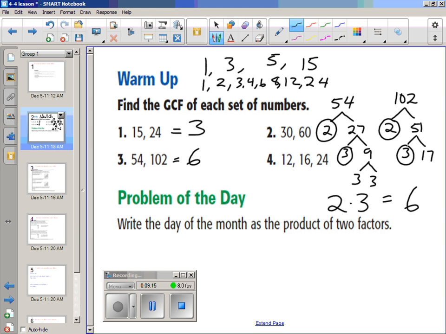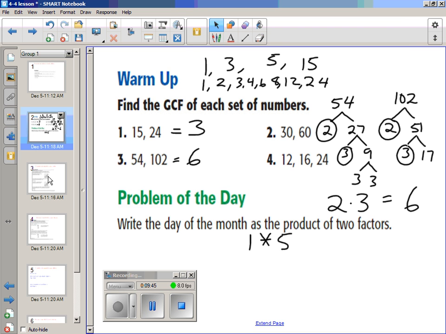Okay. All right. So if you're going to write the day of the month down as a product of 2 factors, today is the 5th. Guess what? The 5 is a prime number. So what's the only way to get to the 5th? 1 and 5. So if we're going to do this, we would say 1 times 5 is 5. There it is.